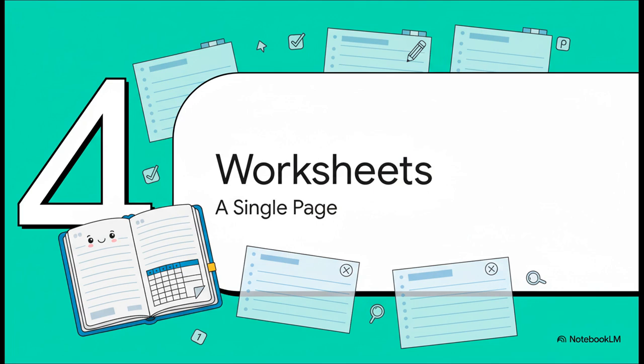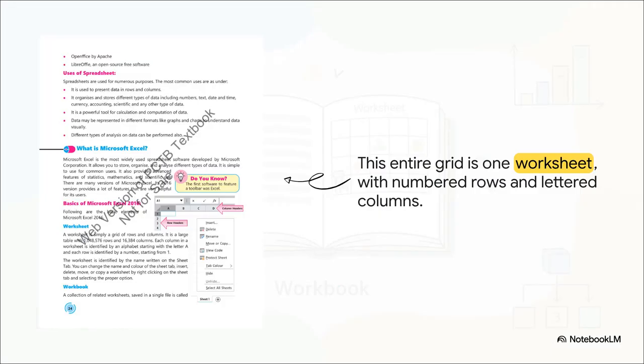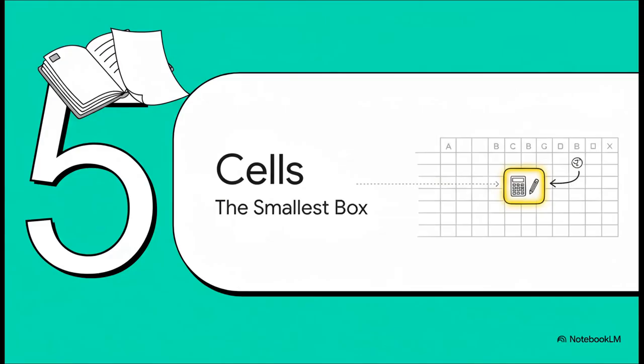Okay, so if the workbook is the entire notebook, what do we call those individual pages inside? Well, in the world of Excel, those are called worksheets. A worksheet, or most people just call it a sheet, is a single page inside your workbook. And what does that page look like? It's just a giant grid made up of rows that go across and columns that go up and down. So this whole grid you're looking at, that's one worksheet. The columns get letters across the top, A, B, C, and so on, and the rows get numbers down the side. 1, 2, 3, you get the idea. Simple, right?